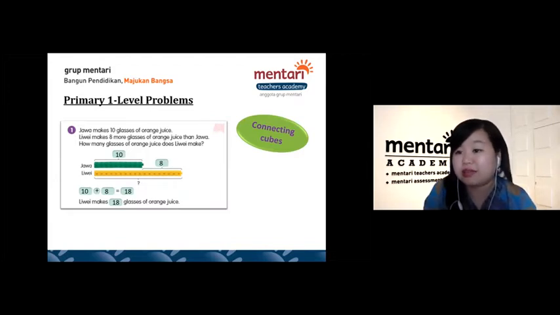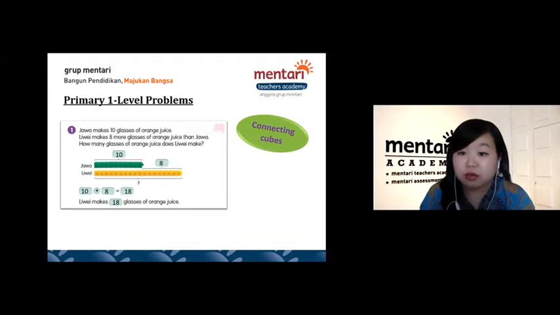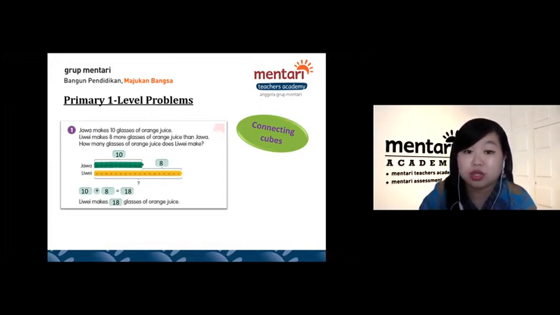If you do not yet have a set of connecting cubes, let me tell you, it's actually not very difficult to find. Even through any of the online shopping applications these days, you can get connecting cubes if you wish to do the same kind of demonstration with your students. What I'm using at the moment, by the way, now that we are all doing this online kind of teaching, is just my phone camera, and then I have the connecting cubes all set up, and I can show the demonstration.